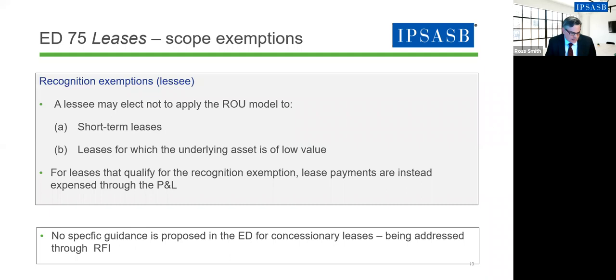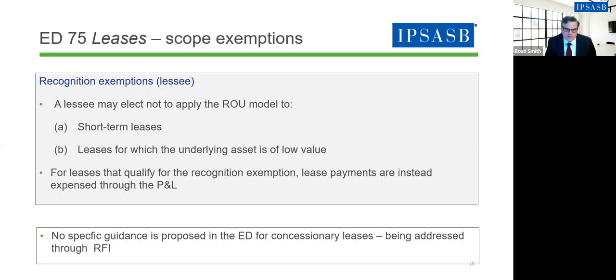Now, there's been a lot of debate, both in the private sector and we're hearing this already in the public sector, about what is a low value item and how might we prescribe that. And if you look in IFRS 16 in detail, you'll see in their basis for conclusions, they talked about a figure of $5,000. But again, that's non-authoritative and they purposely didn't put in a specific value. And we also haven't put a specific value in.